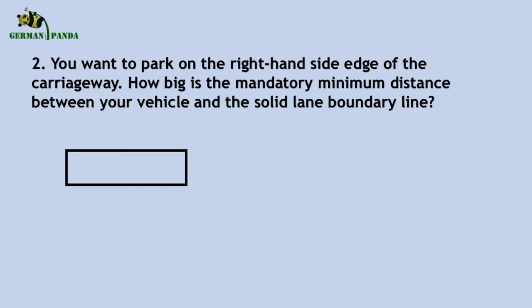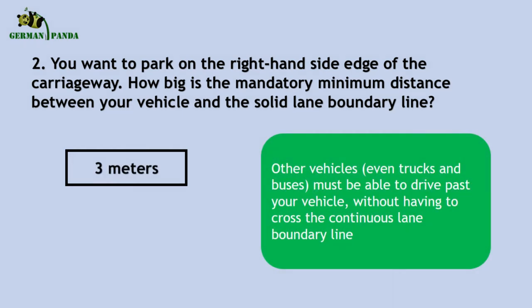You want to park on the right-hand side edge of a carriageway. How big is the mandatory minimum distance between your vehicle and the solid lane boundary? (3 meters). Other vehicles, even trucks and buses, must be able to drive past your vehicle without having to cross the continuous lane boundary.